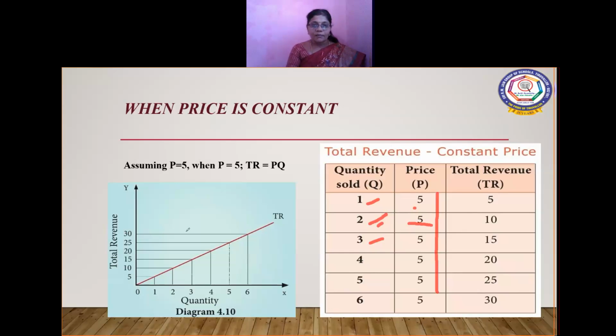The same is shown here, assuming that the price is 5. It is not going to change. So when the price is 5, in this graphical representation, the number of quantities sold is marked on the x-axis and the total revenue is marked on the y-axis. If you join these points, you will get a straight line. So that is total revenue.